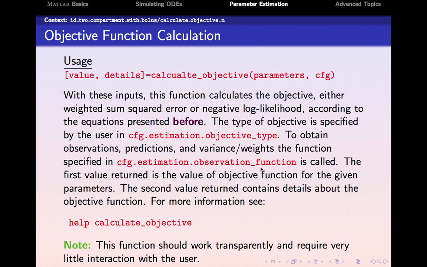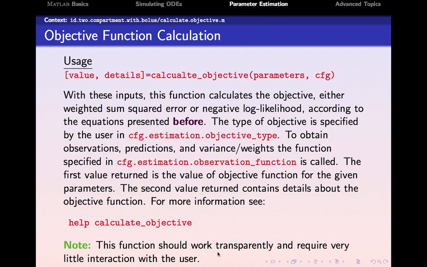The first value that's going to be returned is the value of the objective function for this given set of parameters. The second value returned contains details about the objective function. If you want to see more information, you can type help calculate_objective, as long as you're in this ID2 compartment with bolus directory, and it'll return more specifics about this function.